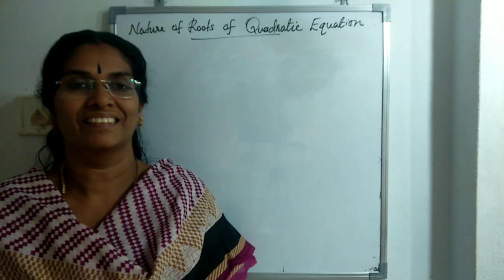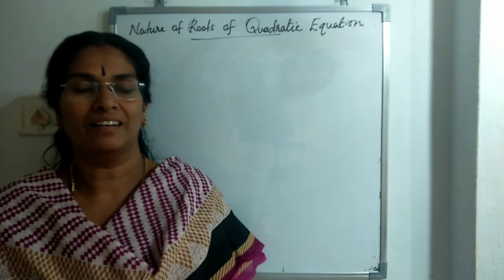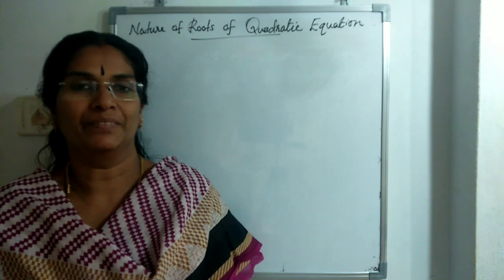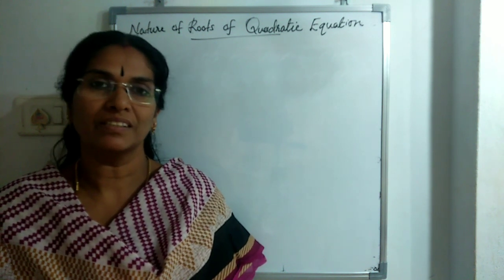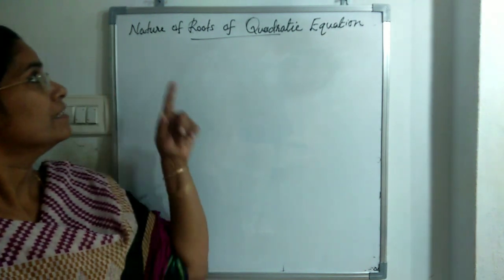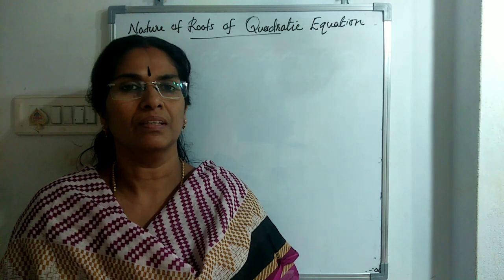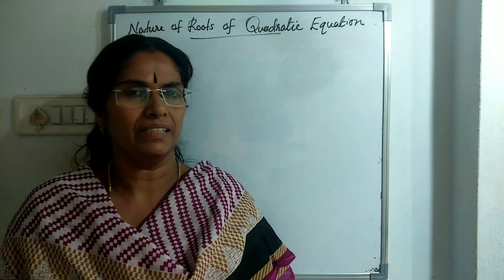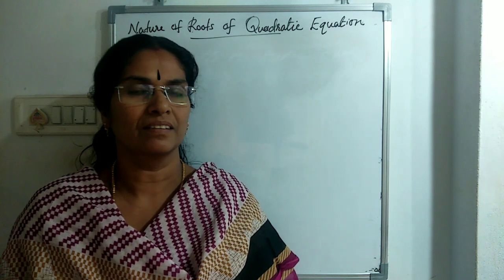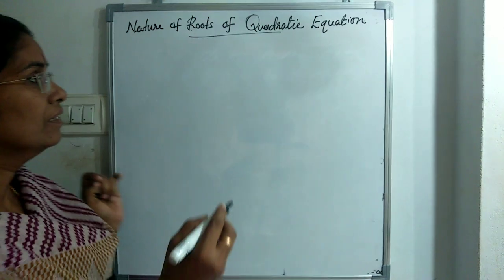Hi children, in the previous class we learnt the quadratic formula. It is very easy to solve a quadratic equation. Today we are going to discuss the last concept of this chapter, that is nature of roots of quadratic equation. Already we learnt what is a discriminant. In the first class I told the discriminant. Do you remember that? Okay, we can check.